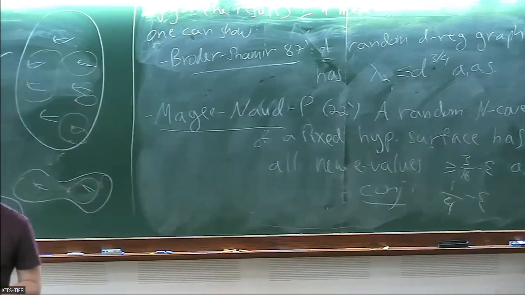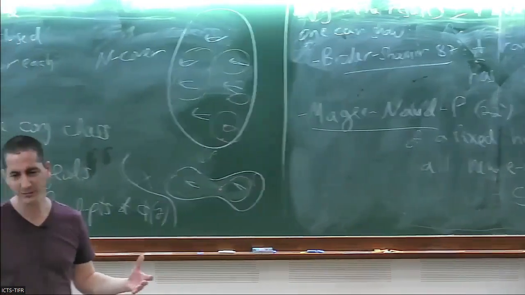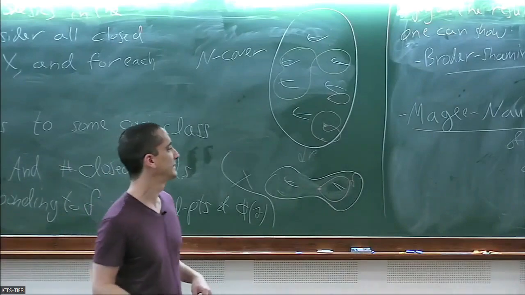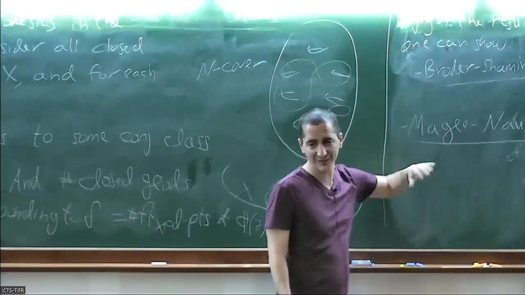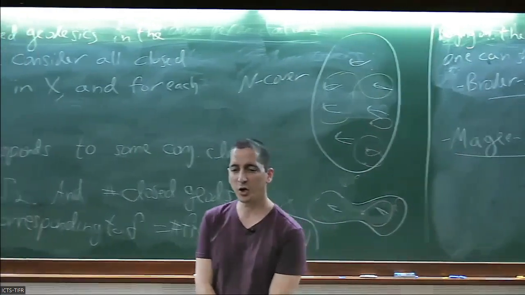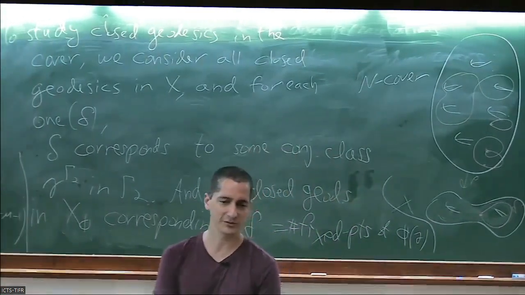And we expect that random things will behave like that. This is also true in graphs, in the analog in graphs. And all the signs show us that this is what you should expect to get.